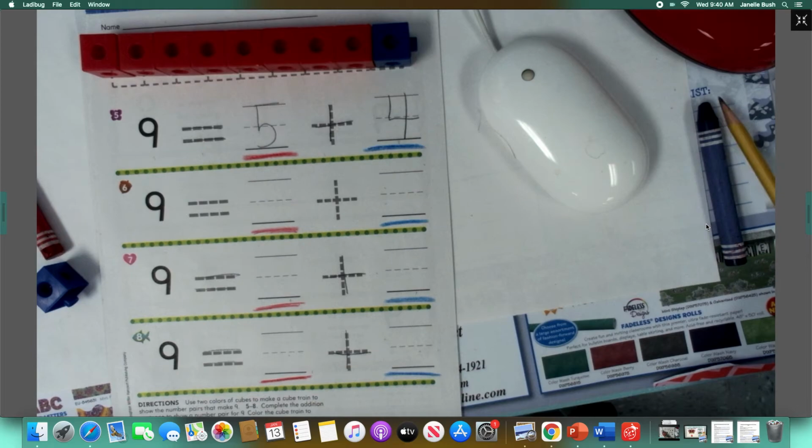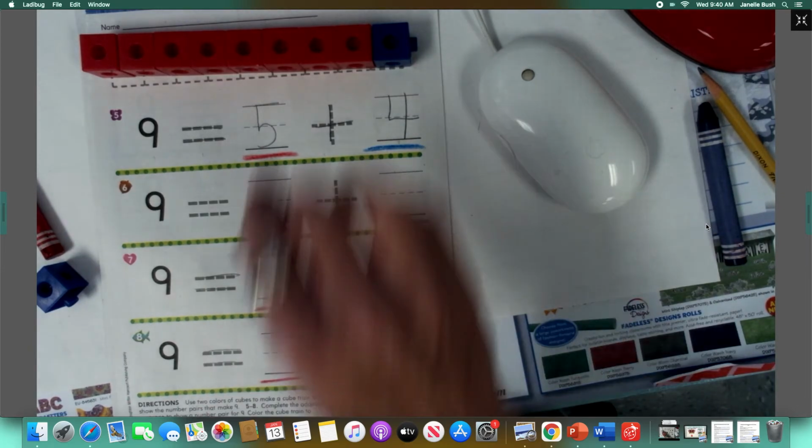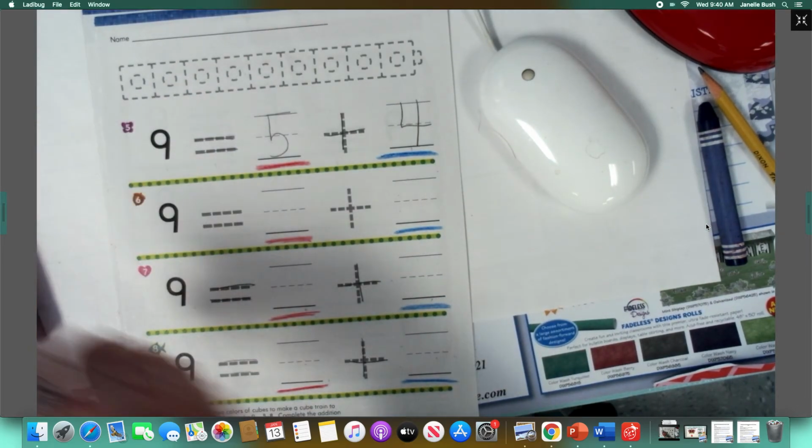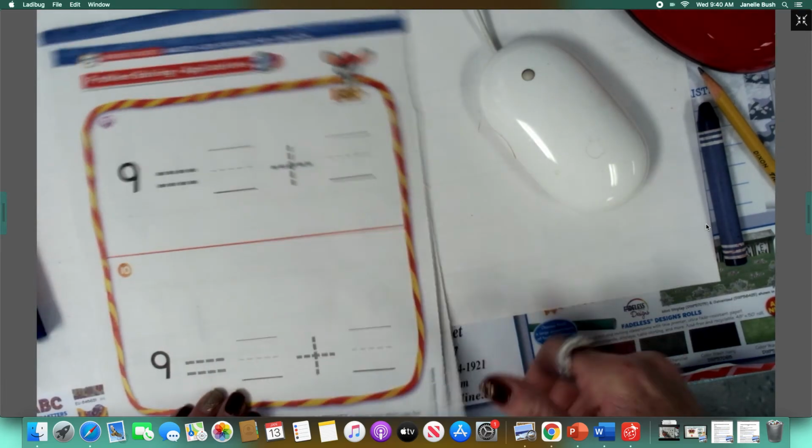All right, good job. And when we check your papers, we will be checking to see if you wrote the correct numbers on those. Very good. All right, let's flip over to the other side.